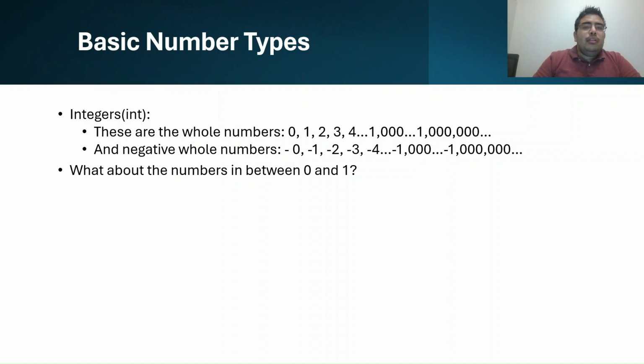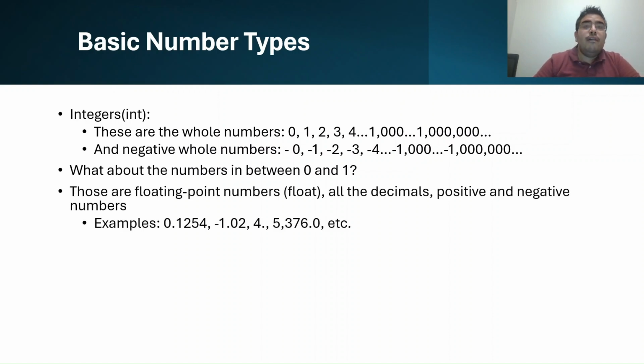All right, what about the numbers in between 0 and 1? What about those numbers? What are those considered? Those are considered floating point numbers. It's shown as float. When Python tells you what type it is, it's going to output float. So that's floating point numbers. These are all numbers that have a decimal point. They can be positive or negative, but if they have a decimal, then they are a floating point number.